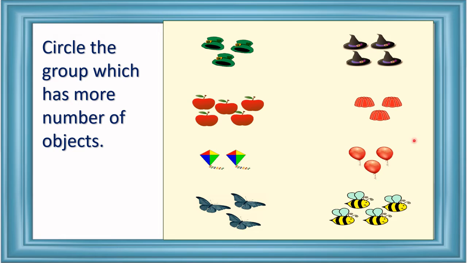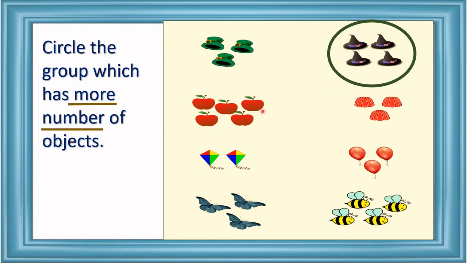Here you can see some objects, and what to do with these objects? Let us read. Circle the group which has more number of objects. What to circle? More number of objects. Now dear children, in the first row we can see green caps and black caps. Please count the caps. Green 3 caps and black 4. Which is more, 3 or 4? Very nice, 4 is more. So we will circle these black caps.